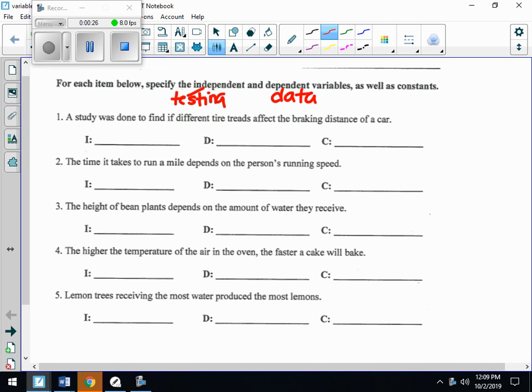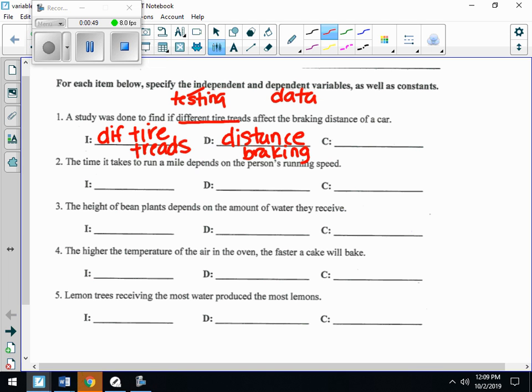What do you hope to find out? So we want to test the different tire treads. This is what we're changing. This is what we're testing. And then we want to see if that affects the braking distance. We're not breaking the car, we're braking our car.